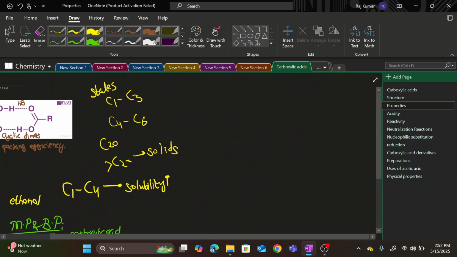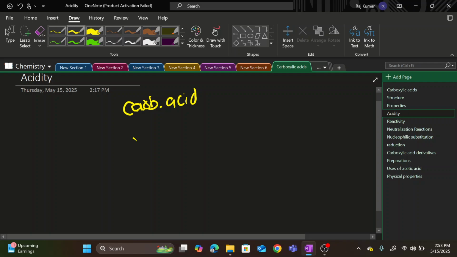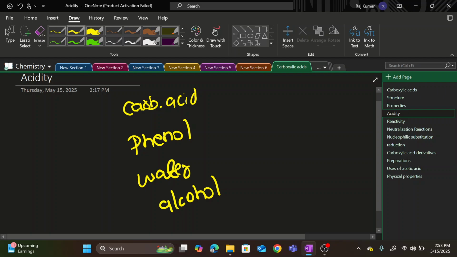Now let's move on to some of its acidic characteristics. Carboxylic acid is a very acidic acid. If we compare carboxylic acid with phenol, water, and alcohol, then we will find that this is the order of acidity. Carboxylic acid is most acidic. It has the lowest pKa value, which is 5, and then phenol has somewhere around 10.